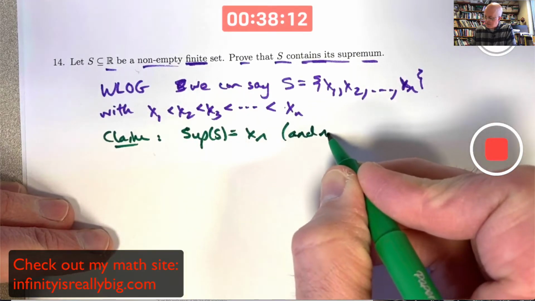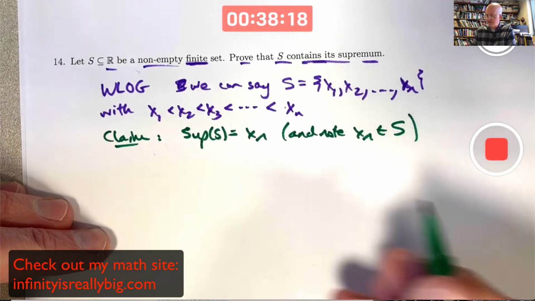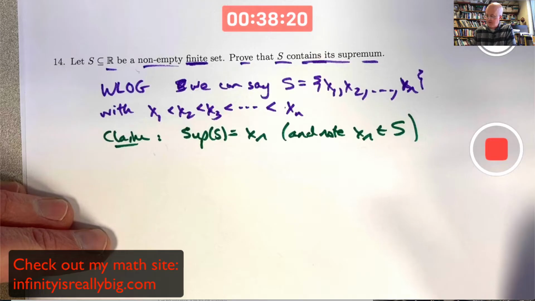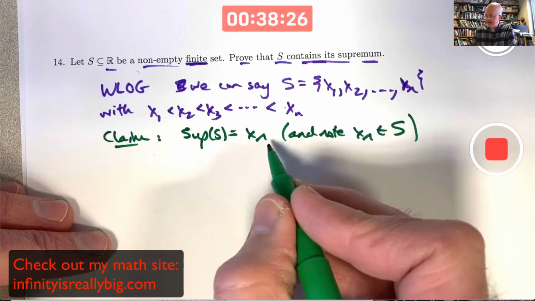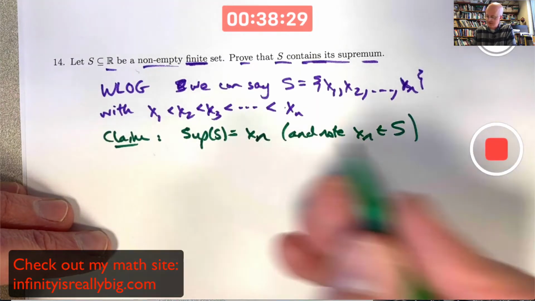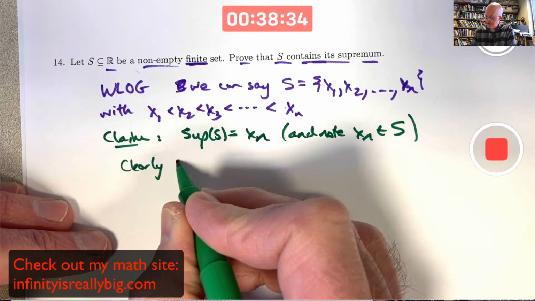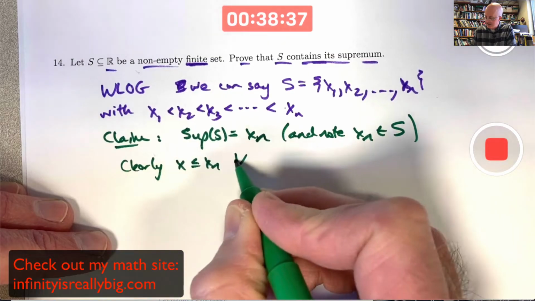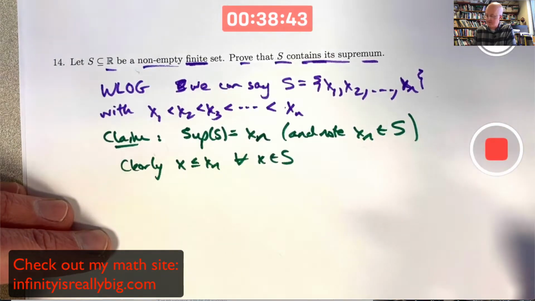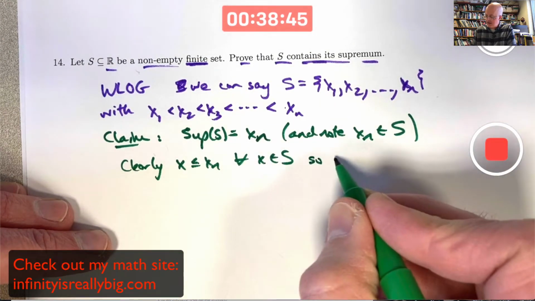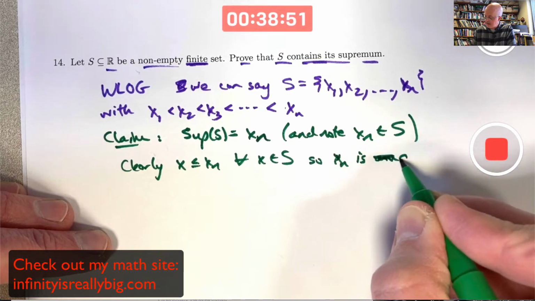And note, xn is certainly an element of S. If we can prove this claim, we'll be done. Once again, the fact that xn is an upper bound of S is trivial. Clearly, x is less than or equal to xn for all x in S, because this x could be x1 or x2 or x3 up through xn itself. So xn is an upper bound of S.